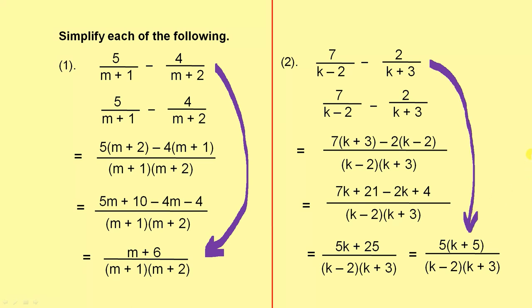So there are two examples which give us a good idea how to solve a basic situation where you have two algebraic fractions, where one is subtracted from the other, and you have to look at the denominators very carefully, and once you find the lowest common multiple, you just proceed from there.